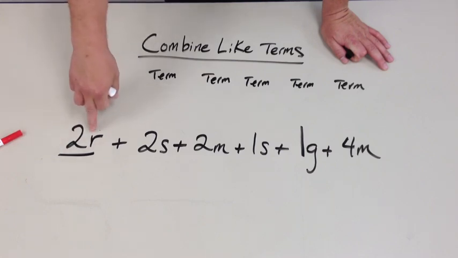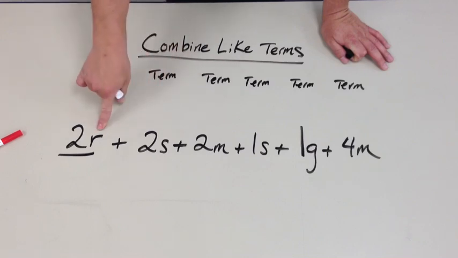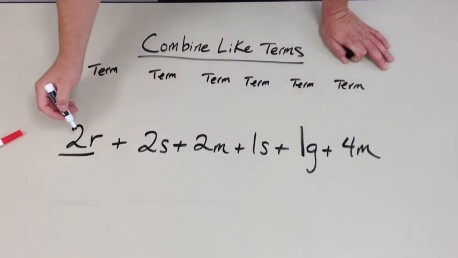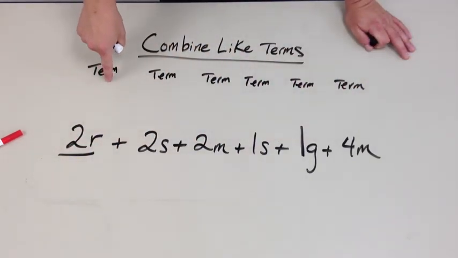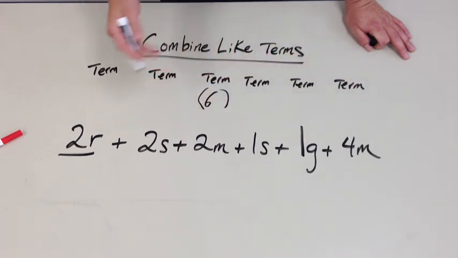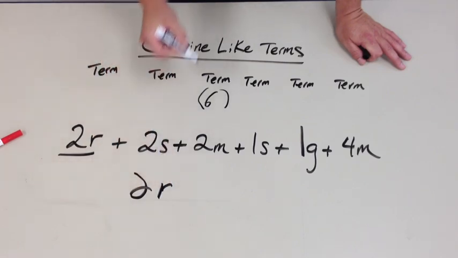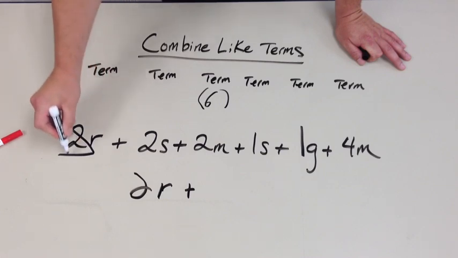For instance, 2R. Did I have any other rulers in my picture? As I look down, I'm looking for any other R variables. No, I don't. I don't have any more. So what I can do is rewrite this. I currently started with 6 terms. So the question is, can I get this shorter than 6? So I have 2R. Now I'm done with him, so I'm going to cross him off.